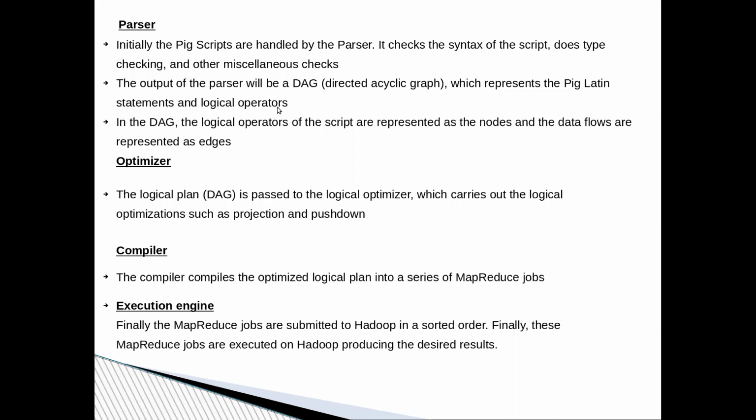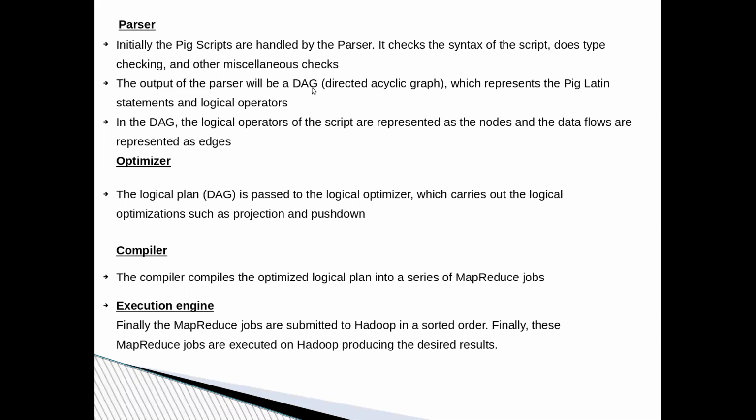I repeat, once the syntax of the script has been checked, type checking has been done, and other miscellaneous checks have been performed, the parser gives its output in the shape of a directed acyclic graph. So there are two things: there are operators and there are Pig Latin statements. So the DAG would be representing them. The logical operators are represented as nodes of your graph, and the data flows are represented as edges. So you can just have a good look at it. What is the output of the parser? It is a DAG.